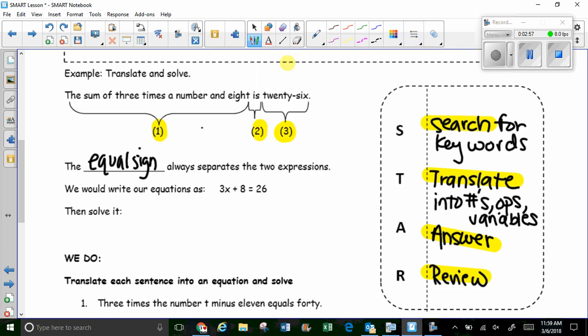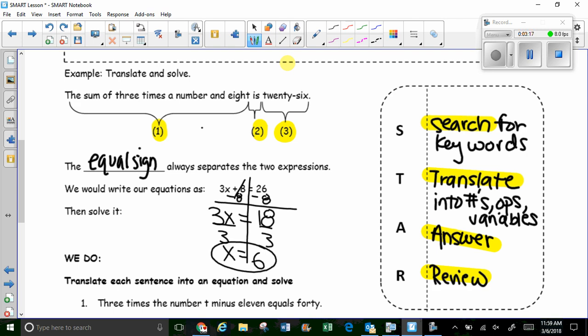I like to have a little bit thinner of a pen. Okay, so we're going to go ahead and subtract 8 on both sides, which gives me 3x equals 18. Divide both sides by 3, and you'll get x equals 6.